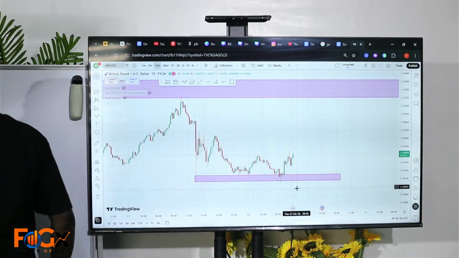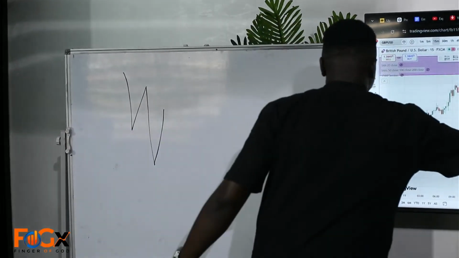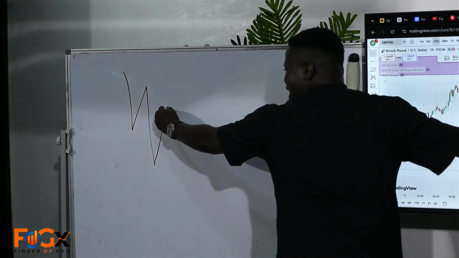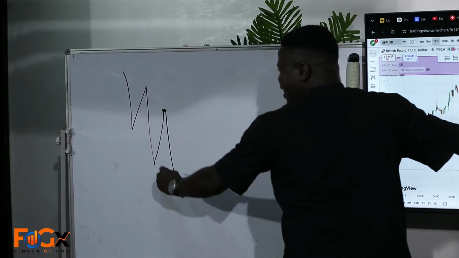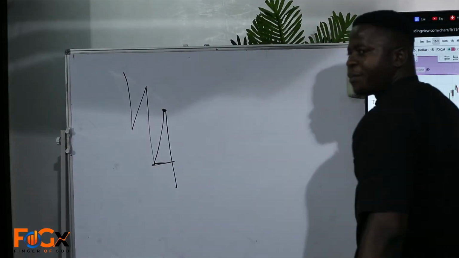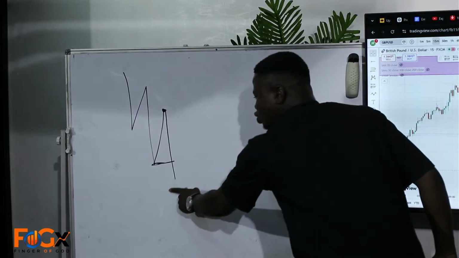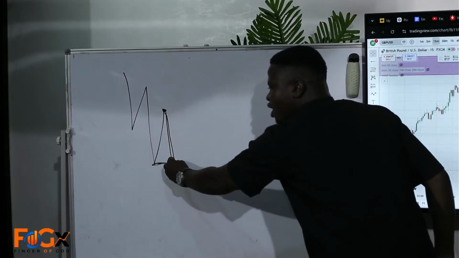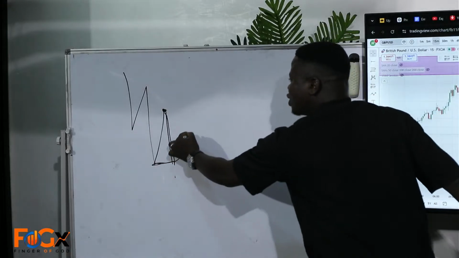Lower low, lower high. Lower low, lower high. But look at what is happening. This low here, this lower high here. What we should see next is a lower low that is lower than the previous low, which is this level. But what it's doing right now is that it came to form an equal low, and then now is going up.